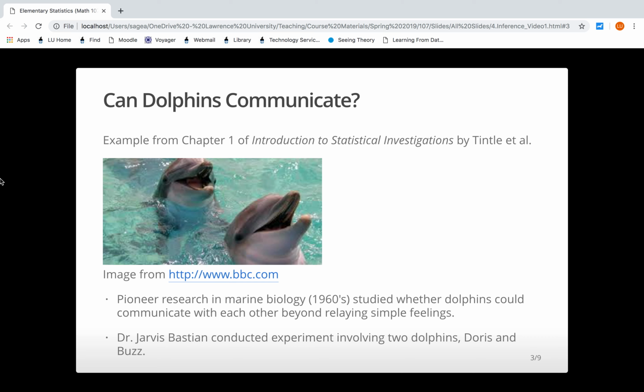We'll refer to an example based on a research study done by Dr. Jarvis Bastian in the 1960s. Dr. Bastian was interested in studying dolphin communication. This example is discussed in Chapter 1 of the textbook Introduction to Statistical Investigations by Nathan Tintle, Beth Chance, and other authors.